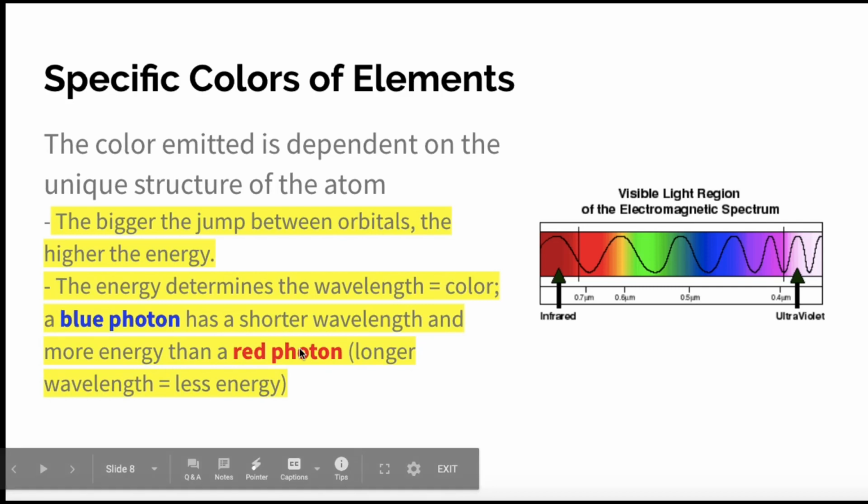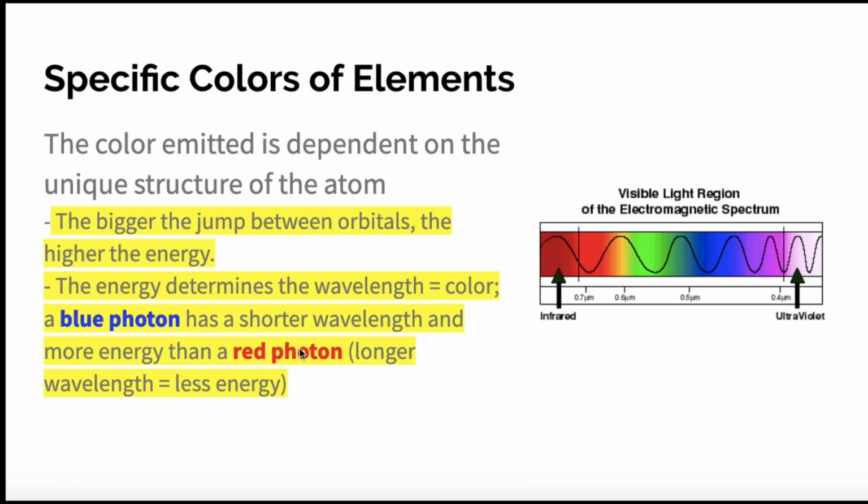The color emitted is dependent upon that unique structure of the atom that we referred to earlier when we showed you the atomic structure of sodium. The bigger the jump from the excited state to the normal state, the more energy is released. With more energy released, you may get a blue photon or a violet photon. The less energy, the fewer jumps in energy back to the resting state, will give you a red or orange color wavelength.